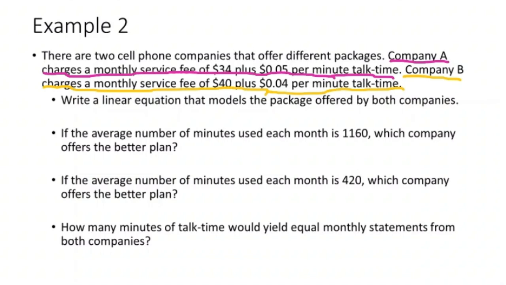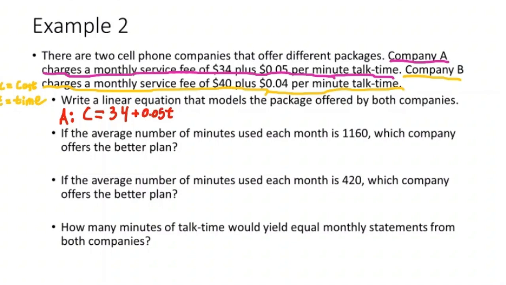We're going to make C equal the cost of the package and T equal the talk time. So for company A, what would be our equation? Well, our cost equals, well, they tell us that we have a service fee of $34 per month. So no matter what, we have to pay $34. They also charge us 5 cents per minute. We'll add 0.05 times how much time we talk, which is T.